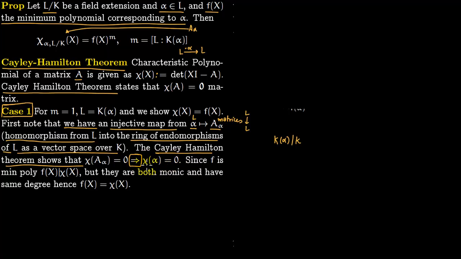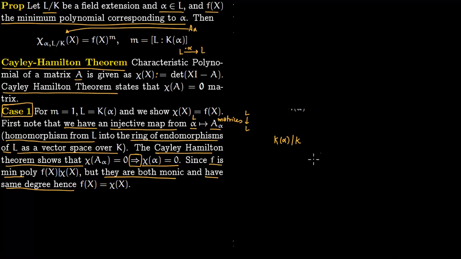That means that chi of alpha is 0, so alpha is a root of chi. Now f is the minimal polynomial. Since f is the minimal polynomial, it has to be the case that f of x divides chi of x. If alpha is a root here, alpha is also a root of the minimal polynomial, and the minimal polynomial will divide every other such polynomial. Now both of them are monic, because the characteristic polynomial is monic and our minimal polynomial is monic, and they have the same degree.